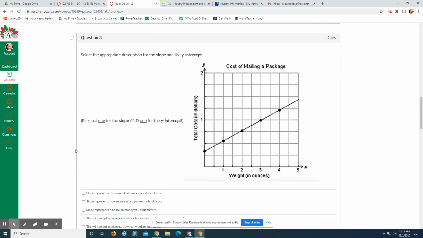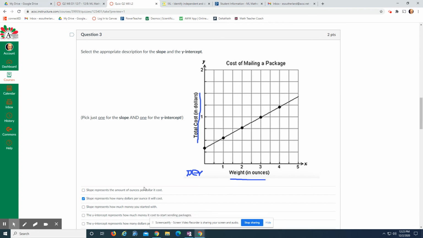Looking at question 3, again, it's going to be the same thing. It's going to be this per this. So slope represents the amount of ounces per dollar. Nope. Slope represents the amount of dollars per ounce. Yep, dollars per ounce. Make sure you select the right one.